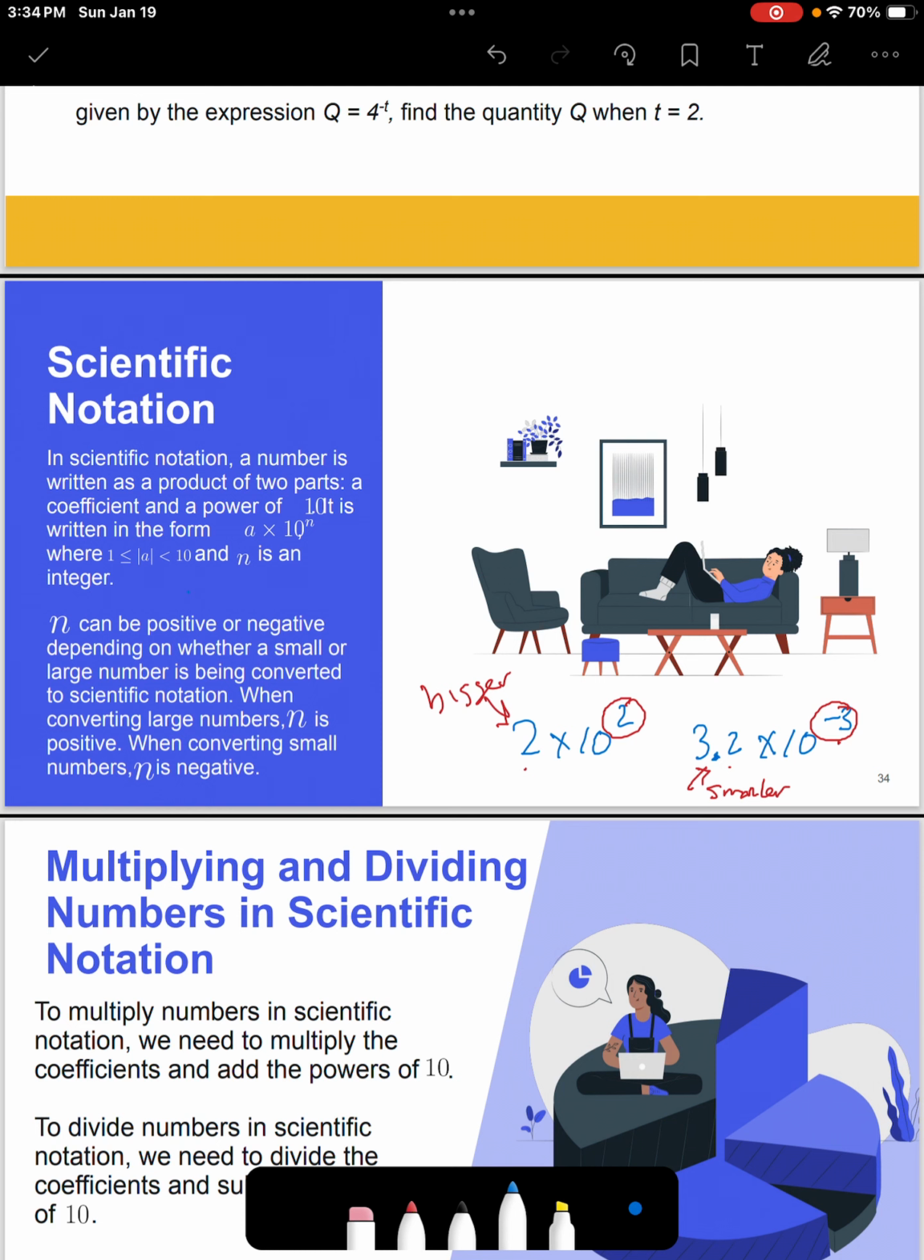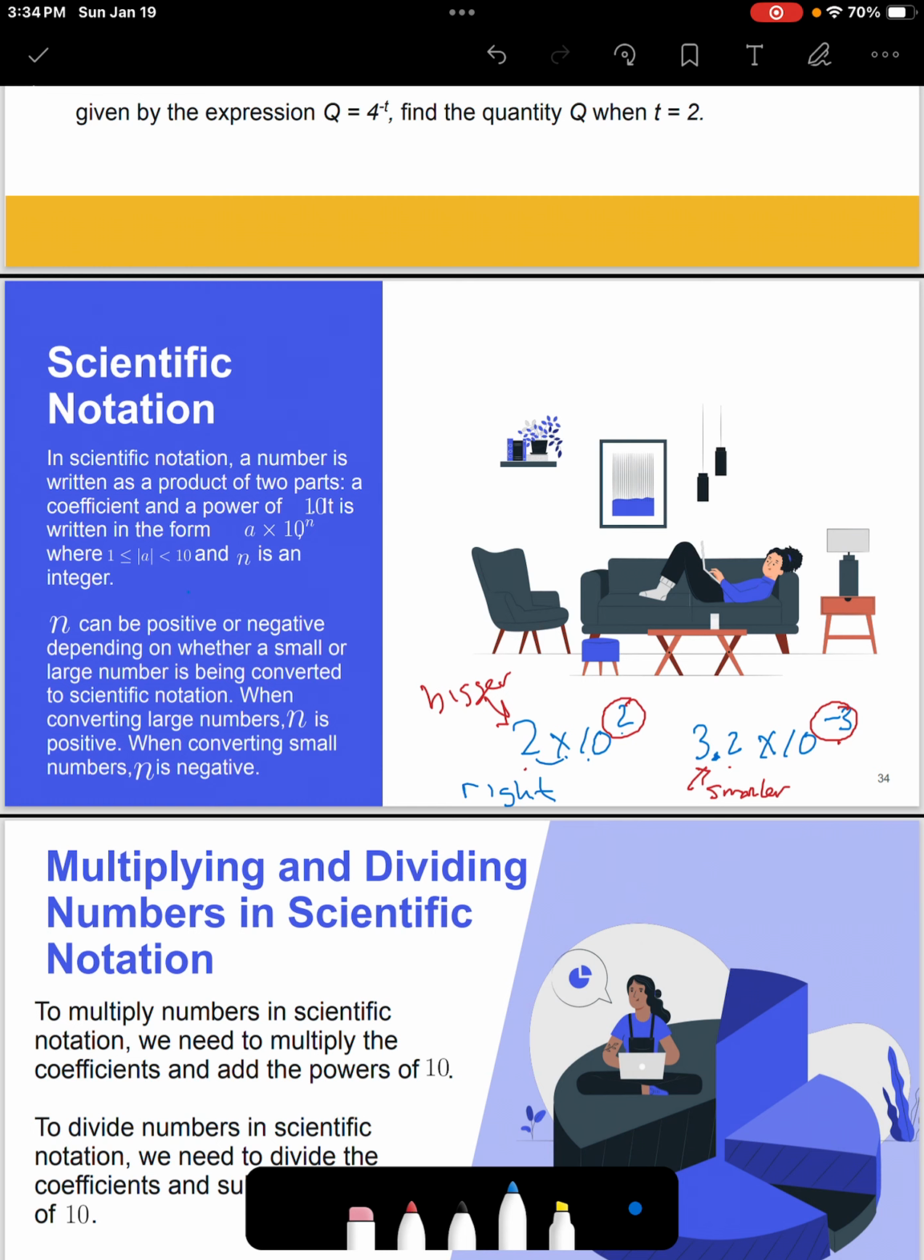Scientific notation. A couple things about scientific notation. It looks like 2 times 10 to the second power, or 3.2 times 10 to the negative 3. In either case, the exponent on the power of 10 will either be positive or negative. If the exponent is positive, the number in front gets bigger. If the exponent is negative, the number in front gets smaller, because essentially you're moving the decimal point left or right. If the exponent is positive, you're going to move the decimal to the right. So this is going to be right.